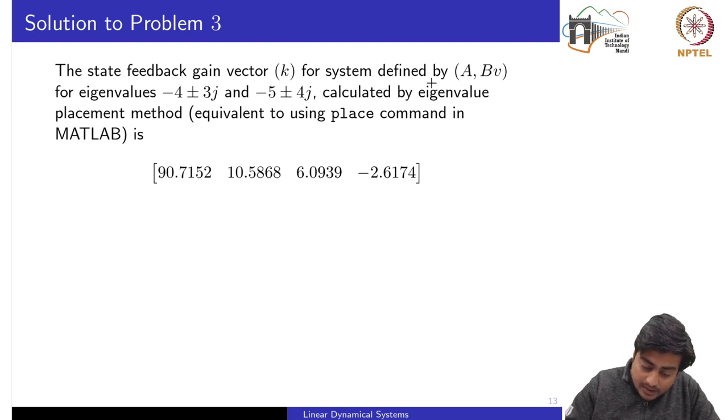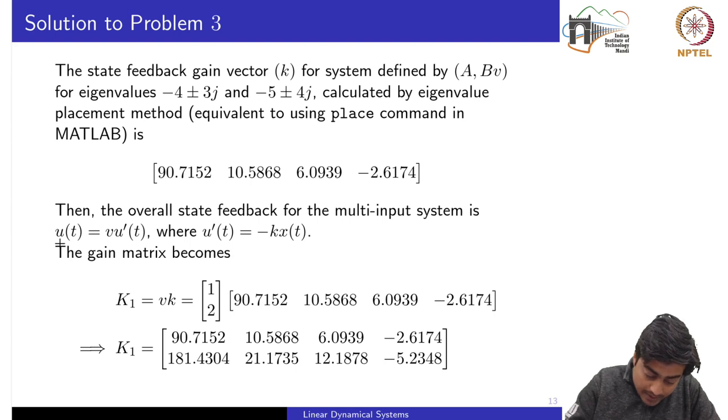The state feedback gain vector K is synthesized so that the eigenvalues could be placed at these locations, and we can do this by using the eigenvalue assignment method we had discussed in the lecture, or you can use the place command in MATLAB as an alternative. So this K vector we have computed. Now this is for the single input system, where we have taken B as capital B times v. But we want to synthesize K for the original system, and we can do this by computing the original control input signal u as v times u dash, where u dash is now minus K times x. So now we compute K1, which is the multiplication of this column vector v and this row vector K.